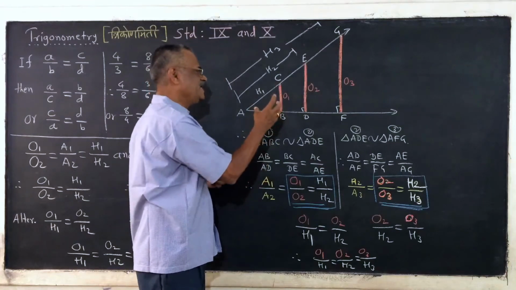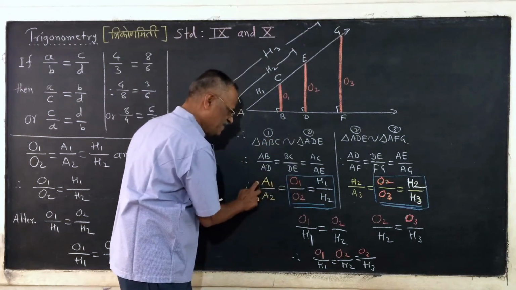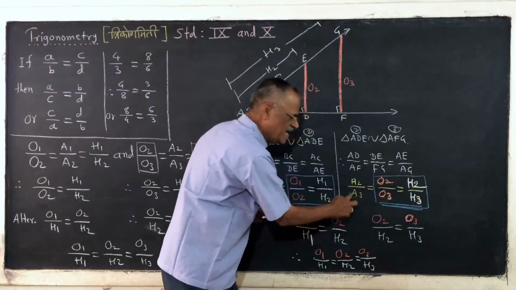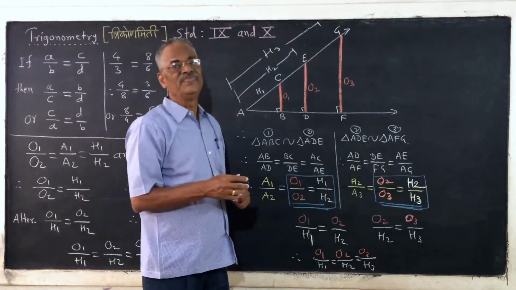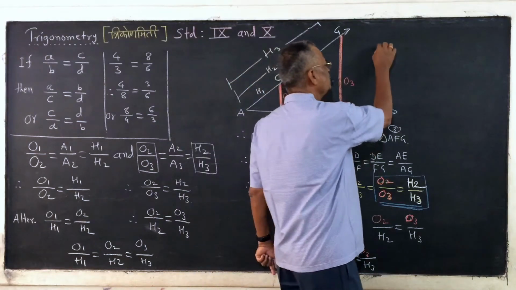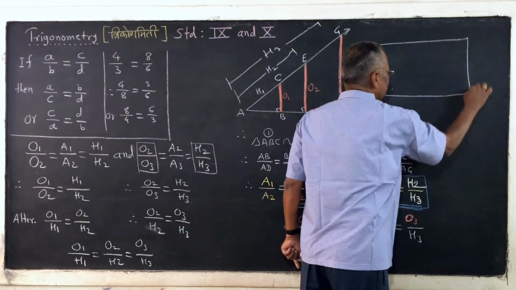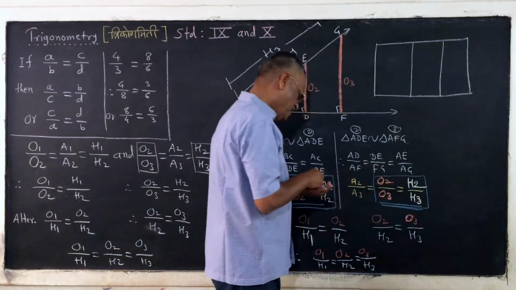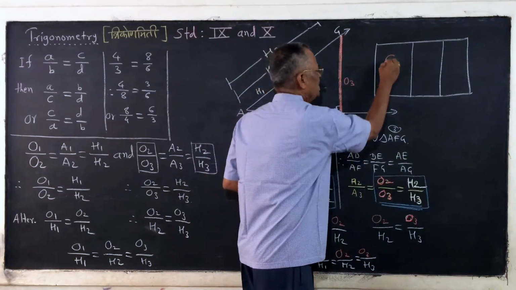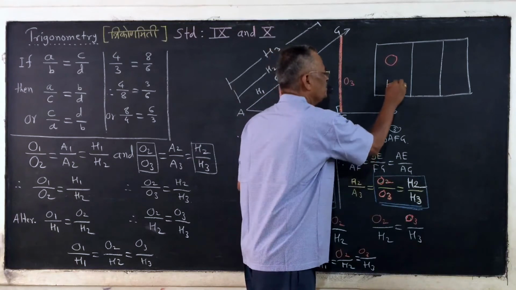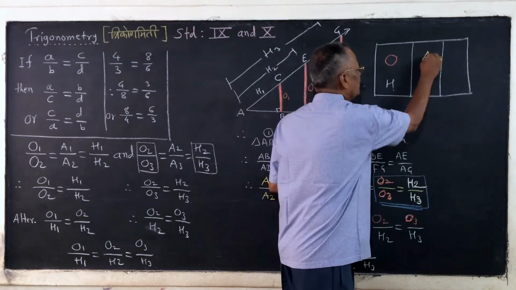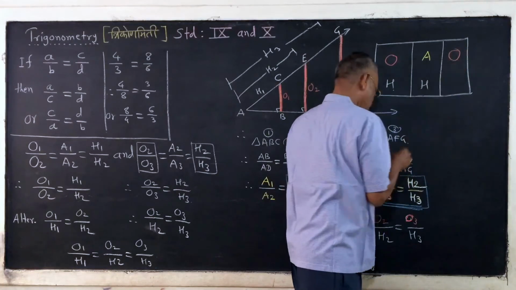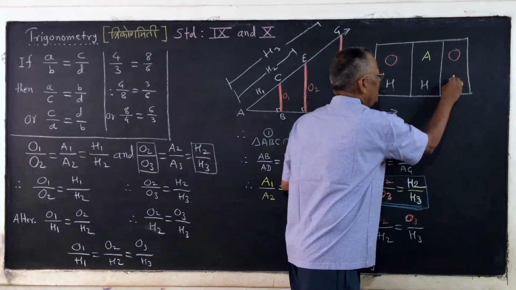And you are getting the ratio O1 upon A1 is equal to O2 upon A2 is equal to O3 upon A3, and let us name that ratio tan. So these are very, very important ratios. You can prepare a table like this. This is opposite side and this is hypotenuse. This is adjacent side and this is hypotenuse. And the third ratio is opposite and adjacent.